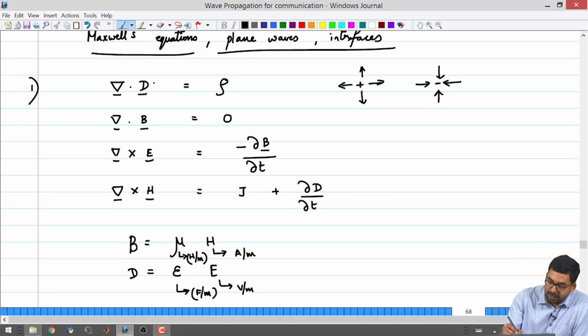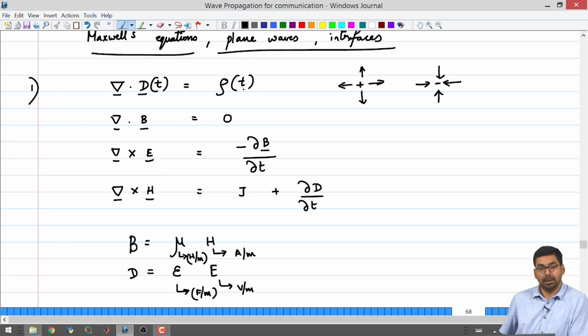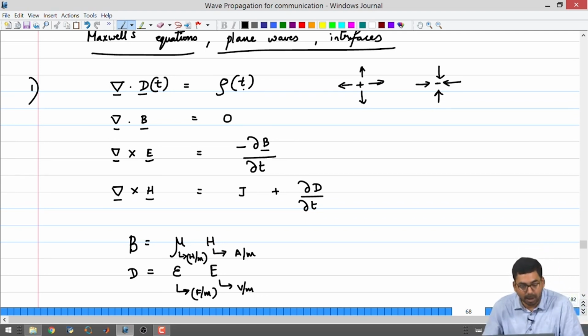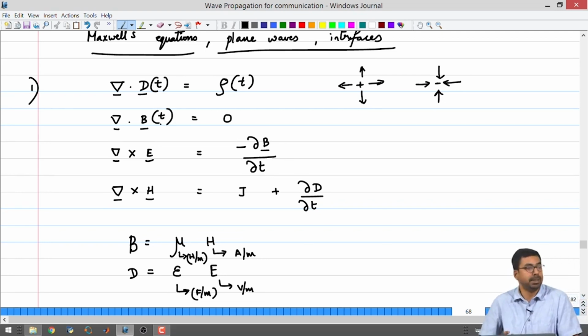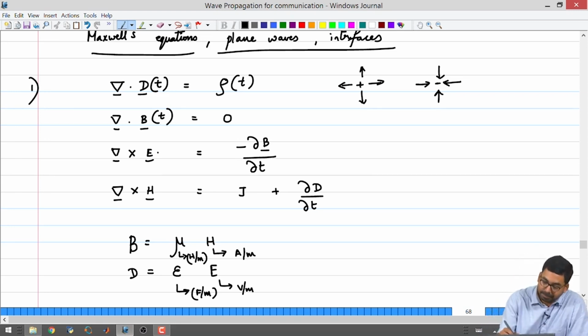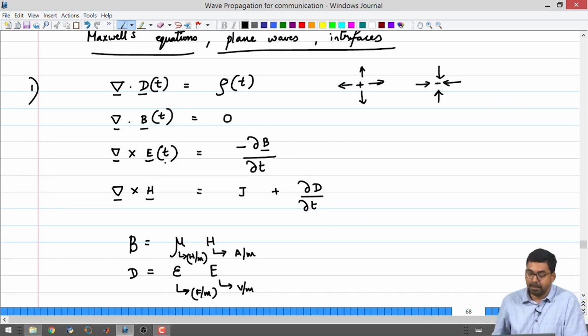That means the first equation has to be written as del dot D of T is going to be equal to rho of T. You have to be very careful about this. At some instant of time you are calculating the divergence, at that instant of time you can calculate the charge density. Del dot B of T, at any point in time you are going to be having magnetic fields which are in loops. Del cross E of T is going to be minus dou B of T dou T.